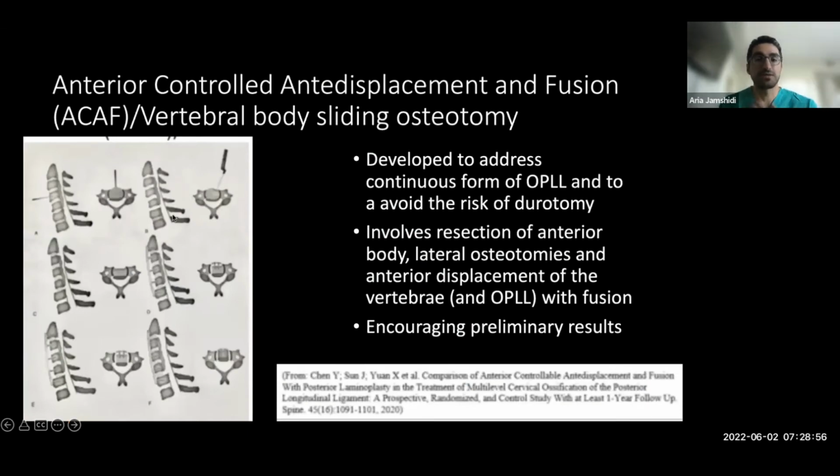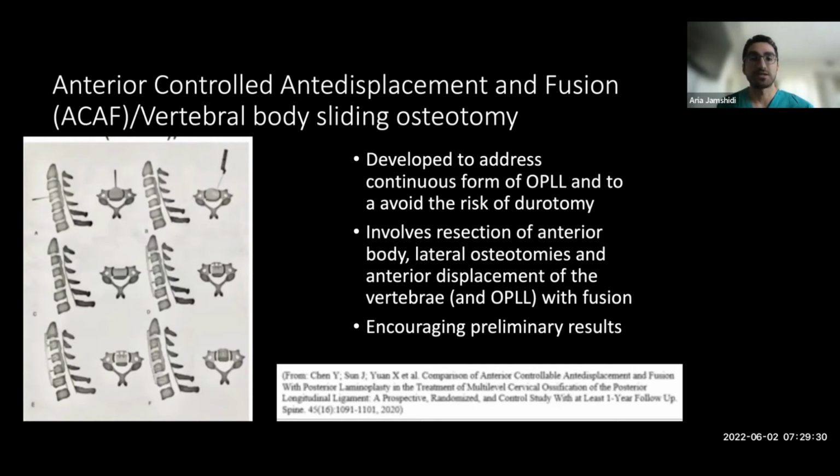So now I suppose we want to discuss this procedure that was first published in 2016 and is used sparingly throughout the world, mainly in East Asia. This is the anterior controllable antedisplacement and fusion procedure. It was initially developed to address continuous OPLL that went up multiple levels, 3 or more of continuous OPLL, and it was developed mainly to avoid the risk of durotomy that these surgeons were encountering.